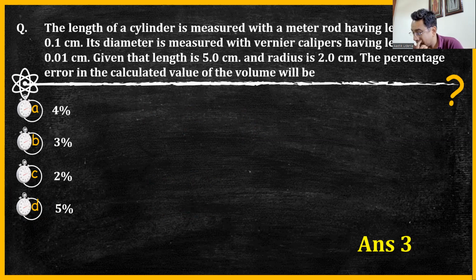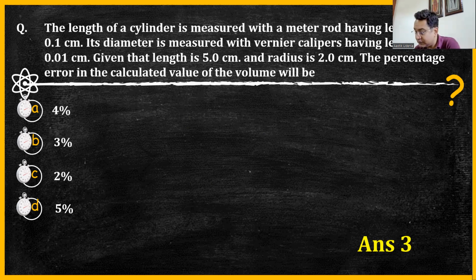So this is the next question that you will have. The length of a cylinder is measured with a meter rod having least count of 0.1. Diameter is measured with vernier caliper. The least count is 0.01 centimeter. Length is 5 centimeter. Radius is 2 centimeter. What is the percentage error in the calculation of volume? How will you solve this question? Sir, I will first find relative percentage error of length and radius, and then I will go for the volume.